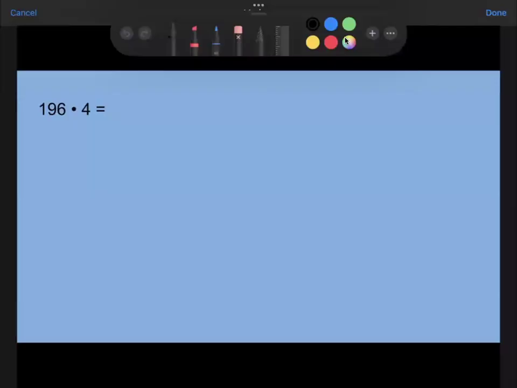Okay, so let's dive into this one. Now, it's usually customary in big multiplication problems to put the number that has the most digits on the top. So out of my two numbers, 196 and 4, 196 has the most digits. So I'm going to put 196 on the top. And I'm going to put the 4 right under here in the ones place.